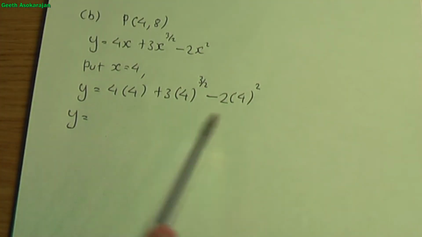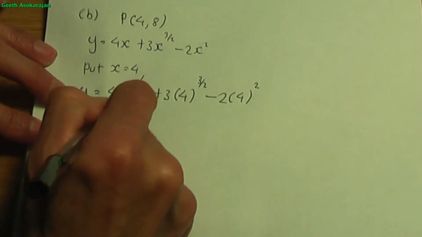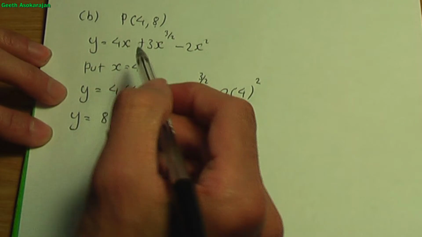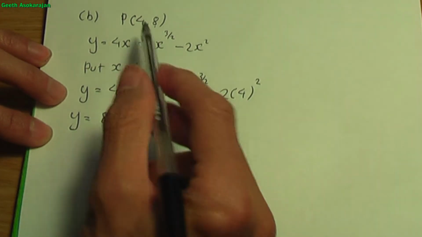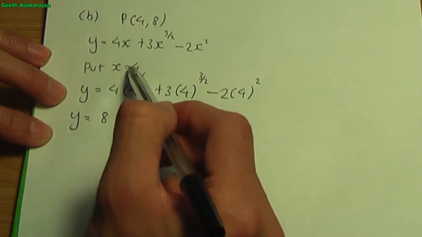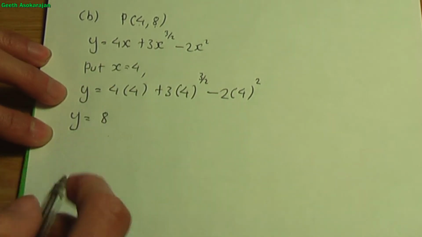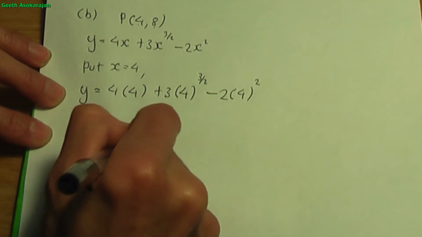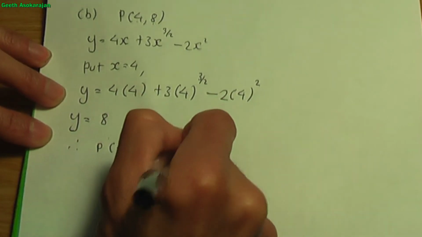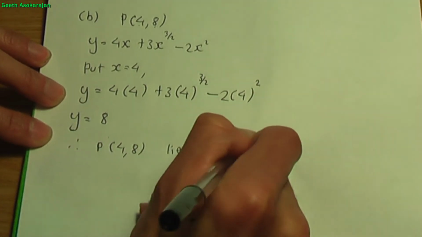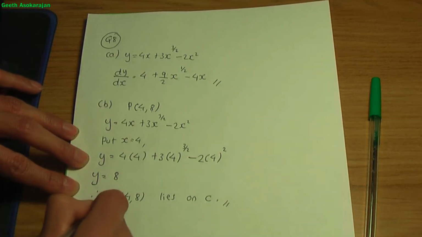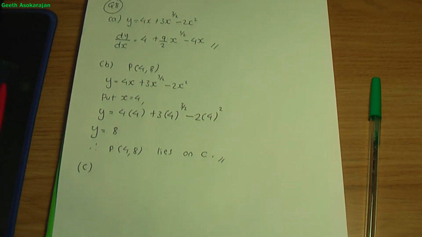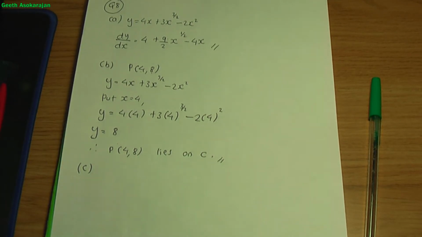Now if we work this out, we do indeed get a y value of 8, which corresponds to the y coordinate of 8. So this means that this point 4, 8, which is the coordinate of P, does indeed lie on the curve. So let me just close by saying therefore P, which has coordinates 4, 8, lies on the curve C. So that should be the solution to part B. We have more parts to do, so back to the question.